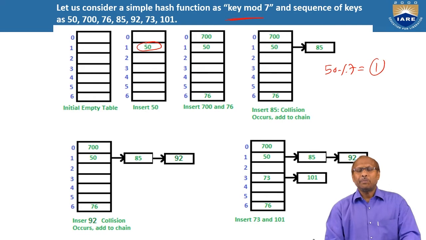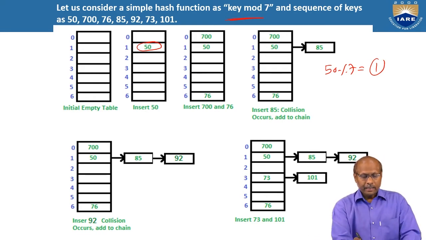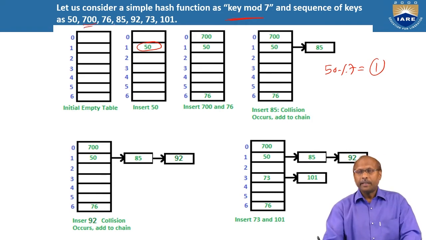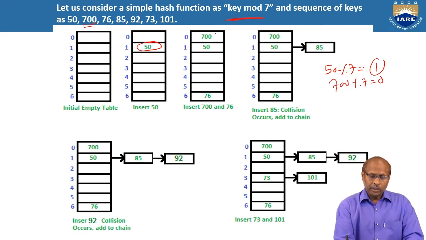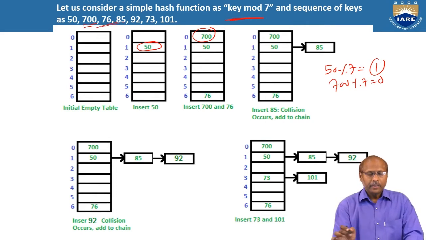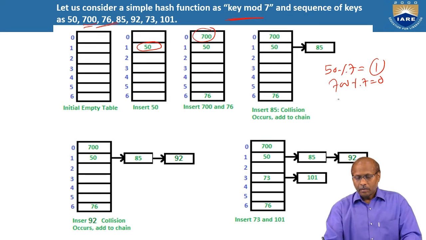Initially, the hash table was empty, so after calculating the position, it will be stored here. Next, the value is 700. When you divide 700 by 7, the remainder will be 700 modulus 7, so the remainder will be 0. So it will go to the 0th position, and data is stored in the 0th position. Next, 76 has come. Whenever 76 has come, 76 modulus 7.